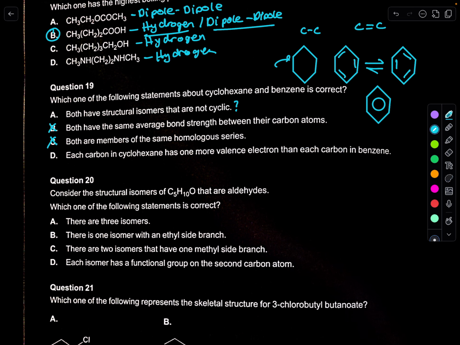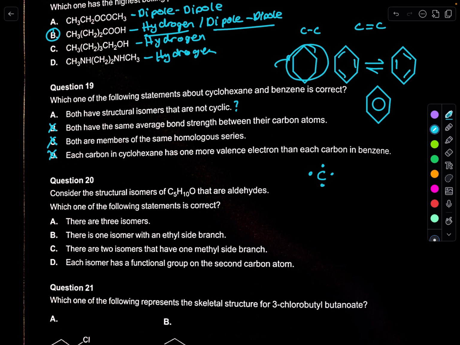Each carbon in a cyclohexane has one more valence electron than each carbon in the benzene. Rubbish. Carbon always has 4 valence electrons. We know that. How have the valence electrons changed? They never change, they are constant.